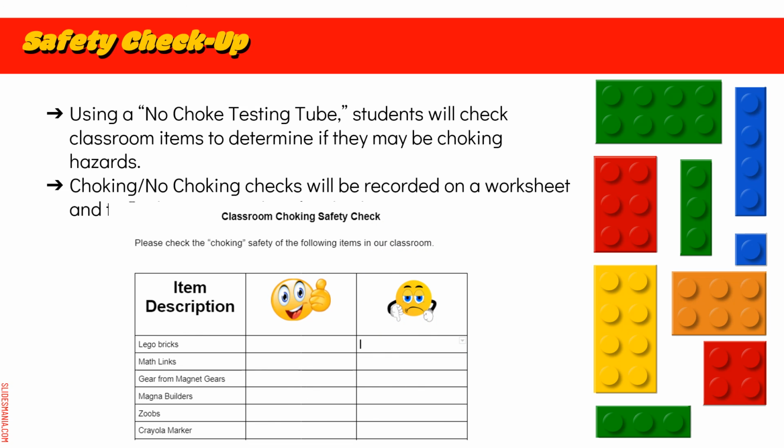The next activity we're going to do this week, I'm calling a safety checkup. I have 3 no-choke testing tubes, and you're going to check classroom items to determine if they may be a choking hazard. I have listed a whole bunch of different things down here, and you're going to go around with a tube, and you're going to mark whether it's good to go or whether it's a hazard for children that may be still mouthing things and for younger children. So this is another activity that we're going to do. The purpose of this one is for you to be very cognizant, very aware of putting things in the classroom that are safe for the children in your classroom.